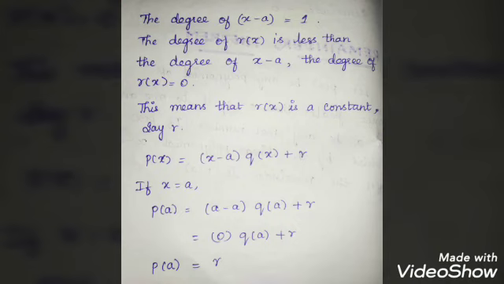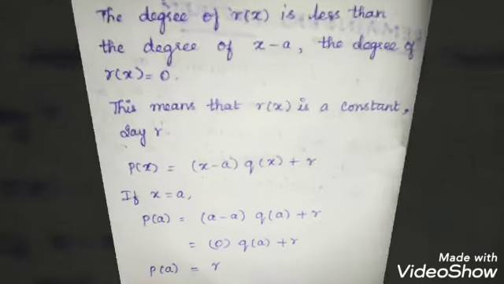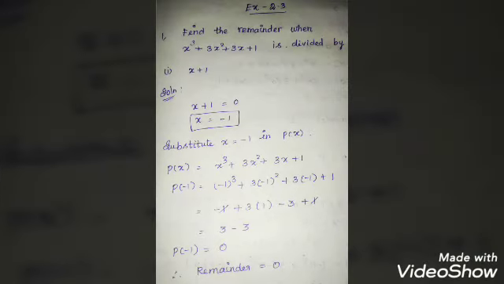Then the degree of r of x is equal to 0. See here, the degree of r of x is less than the degree of divisor. What is the degree of x minus a? Equal to 1. Less than 1 will be 0. That's why the degree of r of x is equal to 0, which means it is a constant. We are taking it as r. Then substitute that remainder into that formula. P of x is equal to x minus a q of x plus r. Substituting the r, you will get the answer.